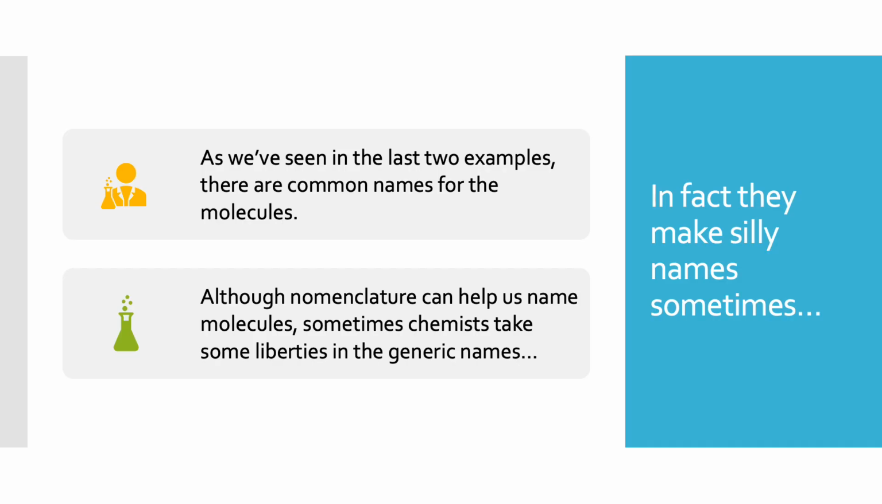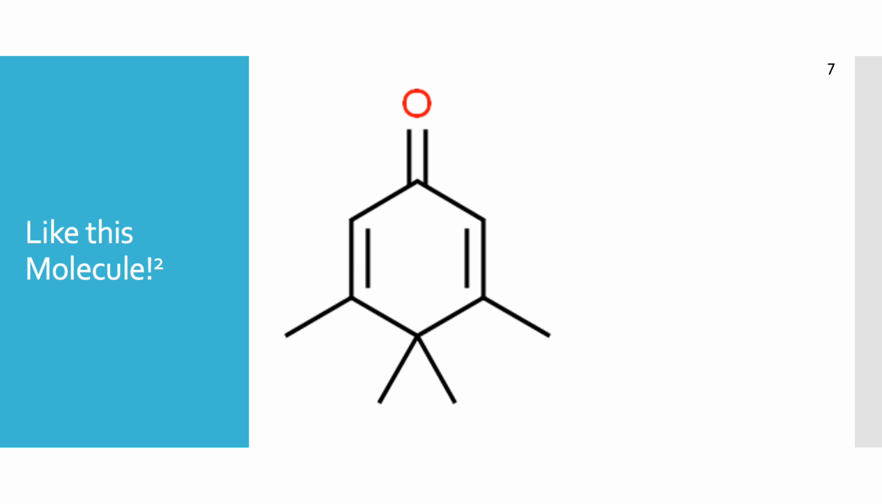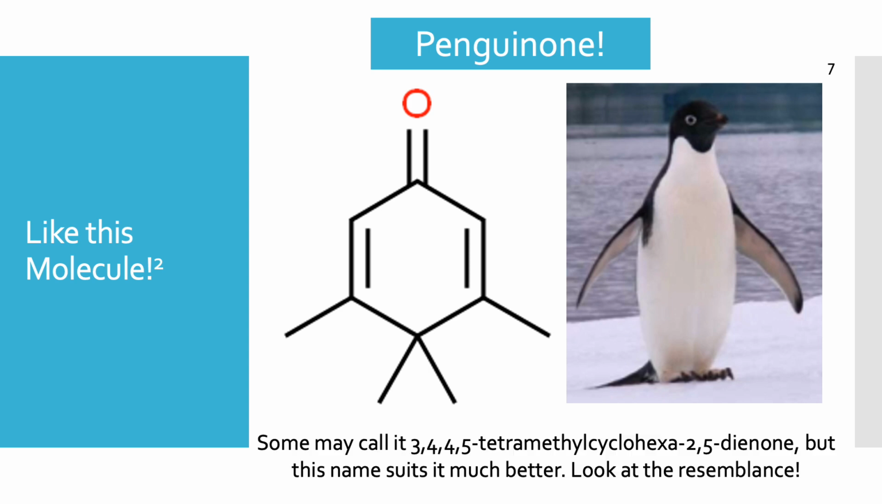So we've seen in the last 2 examples that chemists sometimes make common names or simpler names to identify a molecule. Most of these have scientific reasoning behind them, but sometimes they can be a little more fun. I'll end this tutorial. Some may call it 3,4,4,5-tetramethyl-cyclohexane-2,5-dienone, but the more fun name that chemists have given it is penguinone. And as you can see, it looks just like a penguin, has a little ketone head at the top. It's a much more fun name, and it's just an example about how, although nomenclature can usually help us, there are sometimes creative liberties that take place.